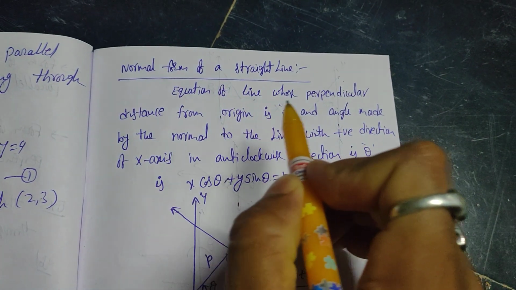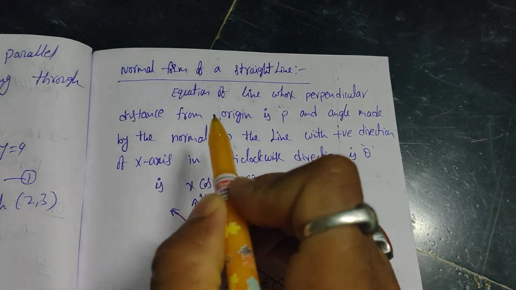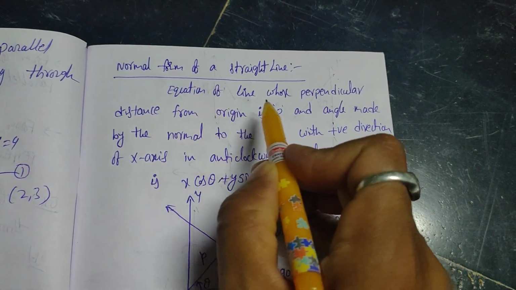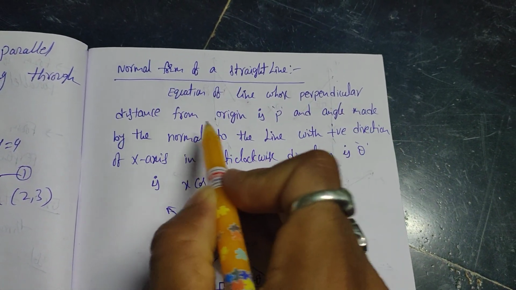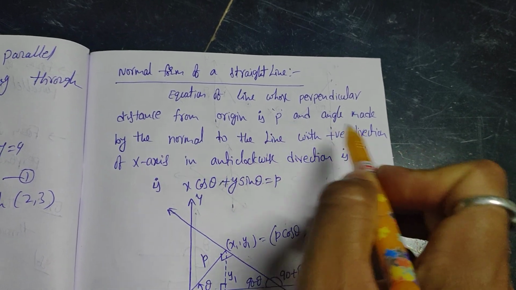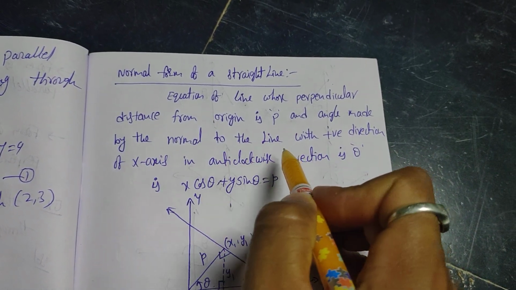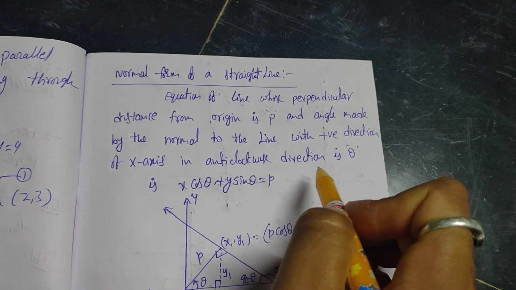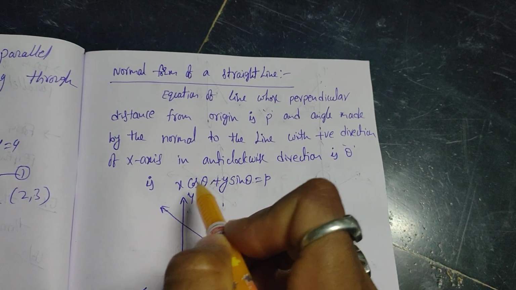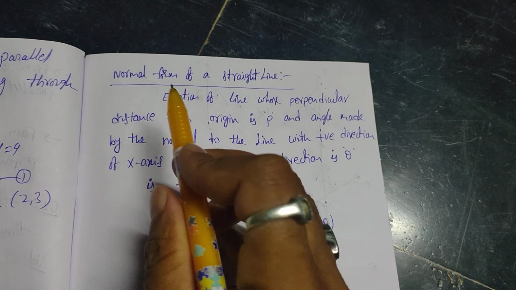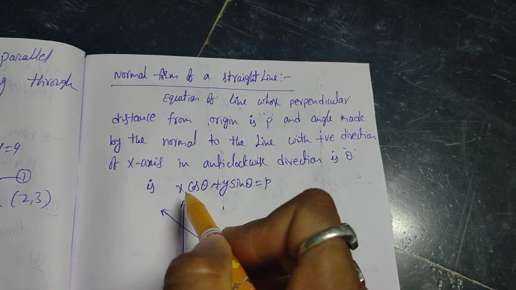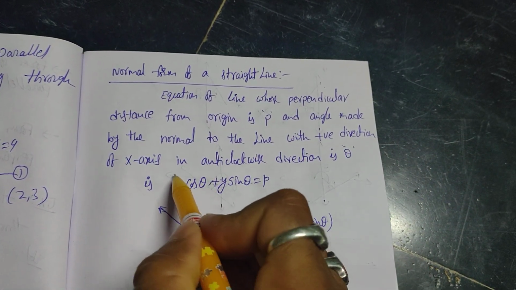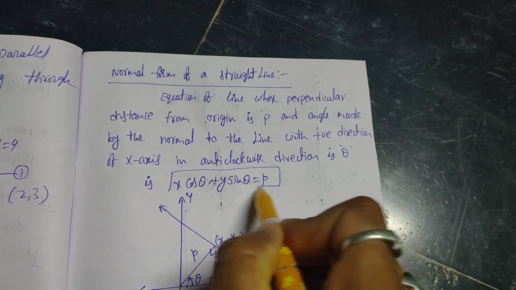The equation of the line whose perpendicular distance from the origin is p, and the angle made by the normal to the line with the positive direction of x-axis in anti-clockwise direction is theta, then the normal form of that straight line is x cos theta plus y sin theta is equal to p. Very important.